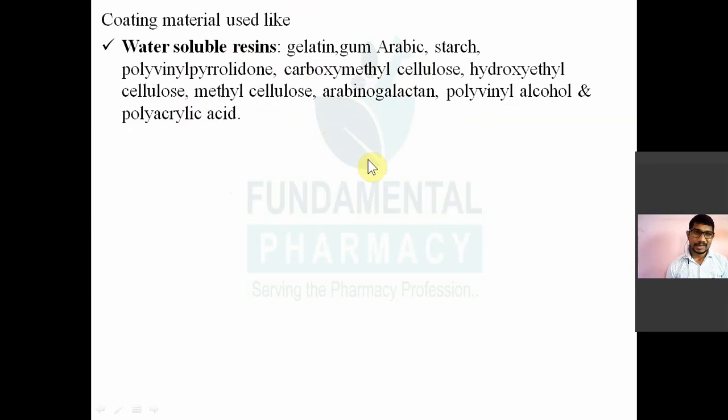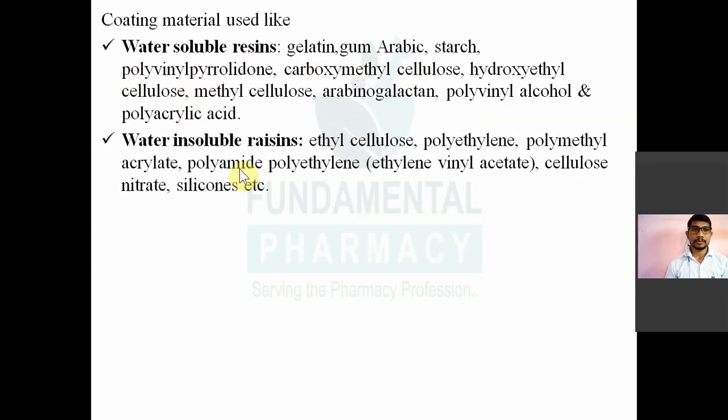So I'm just reading the names. There is no need to go into detail, just remember which are water soluble resins, then you will easily understand which is water soluble and which is not. The next one is water insoluble resin like ethyl cellulose, polyethylene, polymethyl acrylate, then polyamide. This polyamide is also known as nylon.